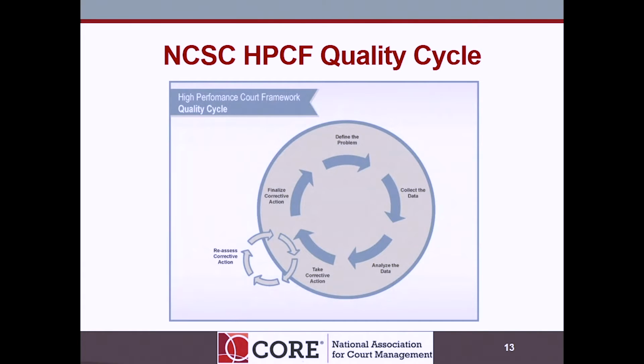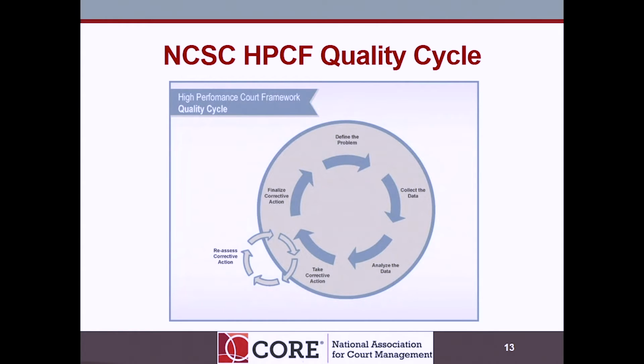So looking at this quality cycle, this was created by the National Center as well. There are a lot of National Center products embedded in the core throughout, and I just wanted to make sure that I gave them credit where credit is due. So the high performance court framework is basically just a graphic that reminds us that this is a continuous cycle, right? At the top, defining the problem: you've got your problem, trying to figure out what you need to make happen, collecting the data, analyzing the data, and then taking the corrective action.